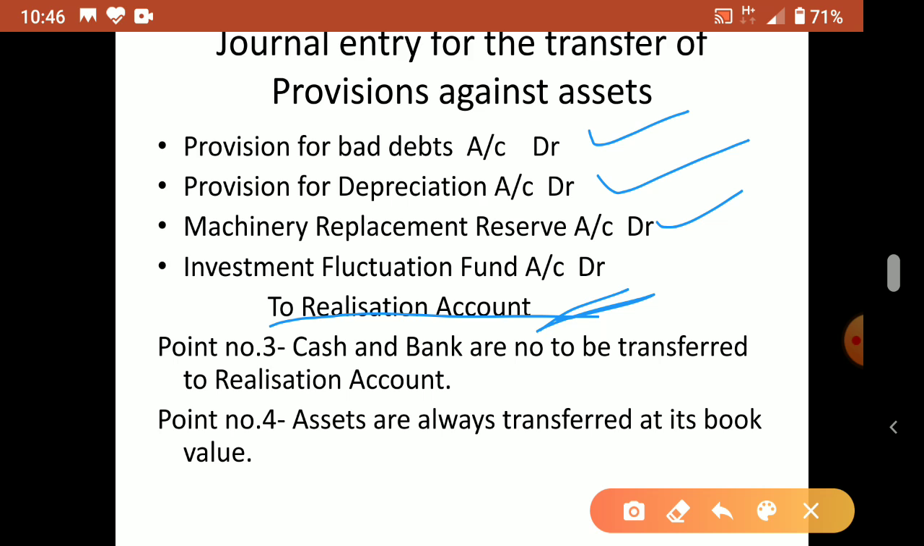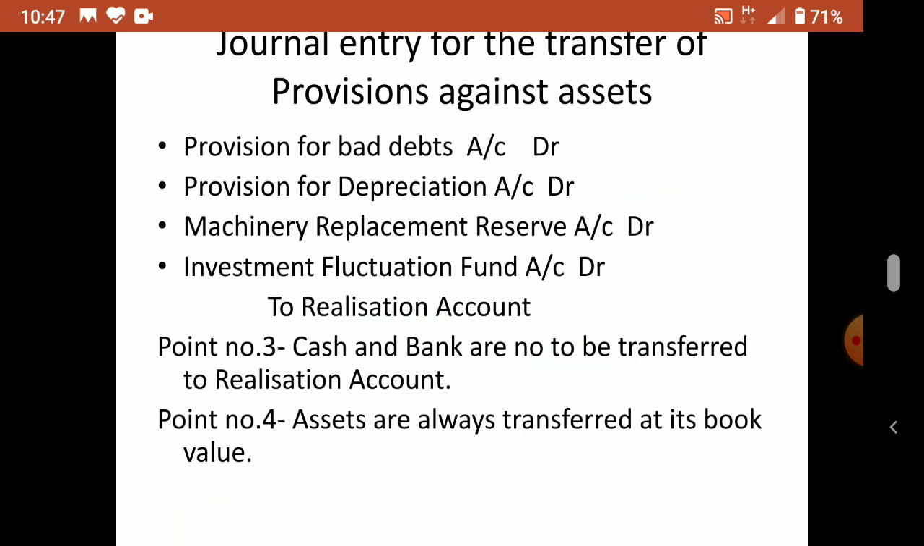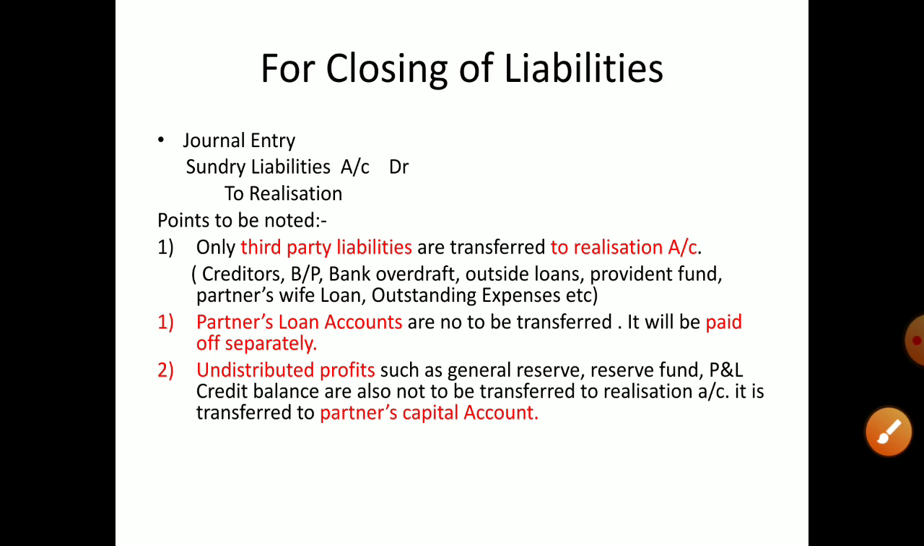Then cash and bank are not to be transferred to realization, that I already told you. Assets are always transferred at their book value, that also I told you. Asset always, balance sheet value is called what? Book value. Book value means balance sheet value. Whatever value is in the balance sheet, that only you have to transfer. Okay, now these are the things about assets. I hope you understood. Assets over.